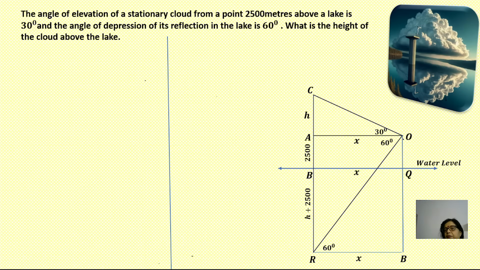So now we know OQ is 2,500 meters, and this we have drawn as a horizontal. QB is also horizontal, the water level. So automatically AOQB becomes a rectangle. So AB becomes 2,500 meters. Let us assume AC to be H. So BR will be equal to H plus 2,500.